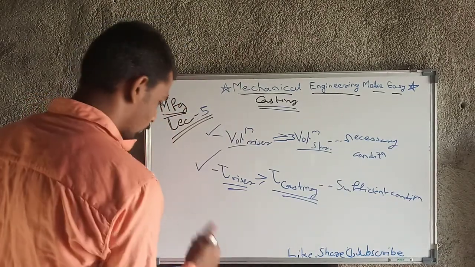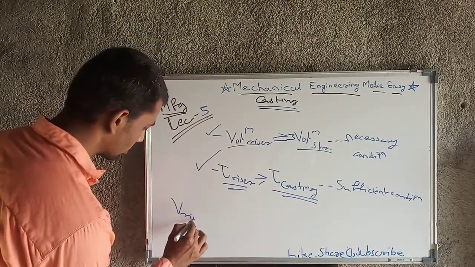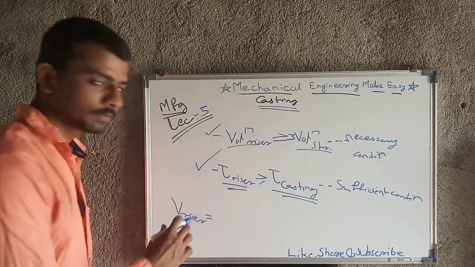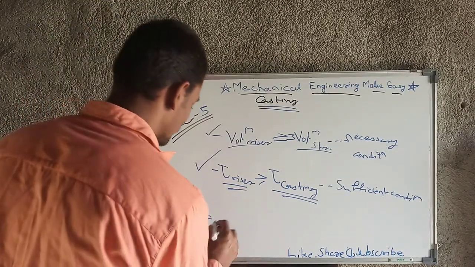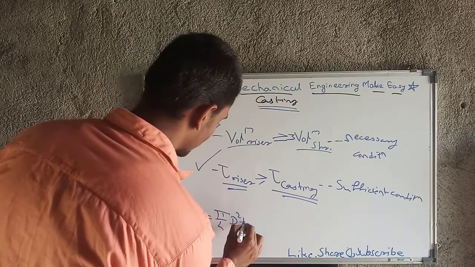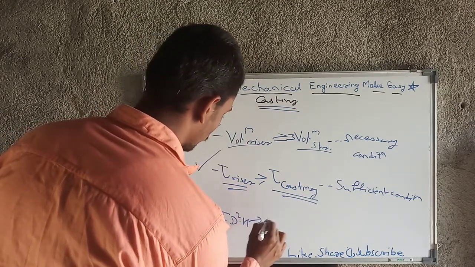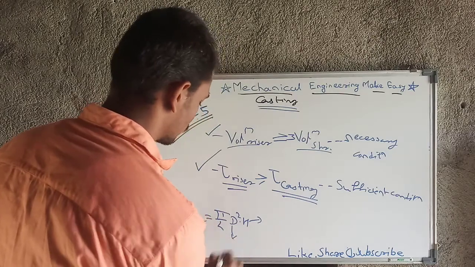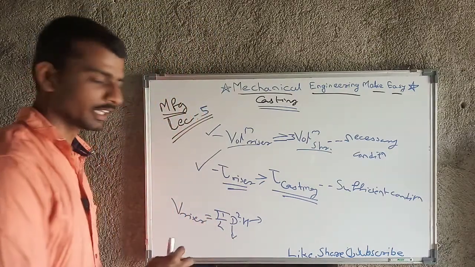And what exactly is the volume of riser? If the riser is cylindrical, then it is pi by 4 d square into h, where h is the height of the riser and d is the diameter of the riser. If the riser is cylindrical.